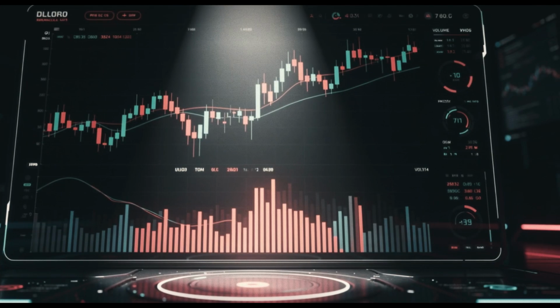But what if I told you there's a single indicator already built into almost every charting platform for free that can filter out the vast majority of these traps? Today, we're breaking down the volume indicator, exactly how it works, and how to use it to confirm trendline breakouts with institutional-grade precision. Before we trade with it, we have to understand what it actually represents.